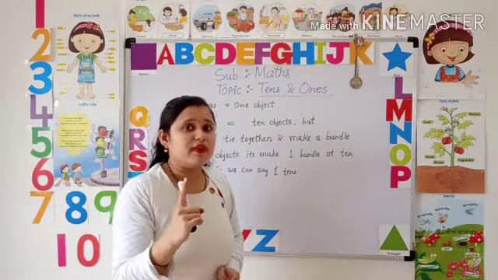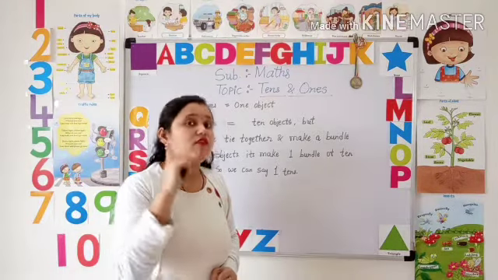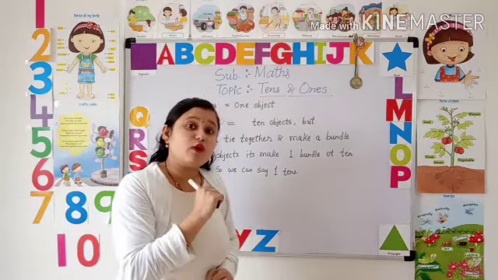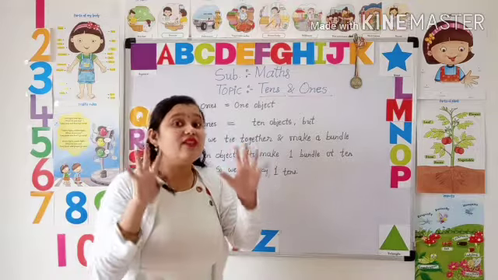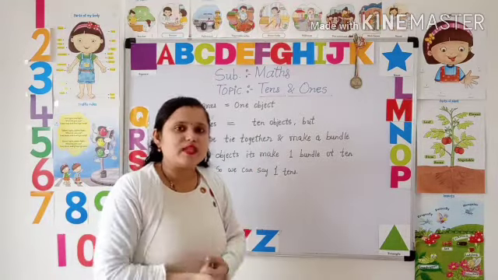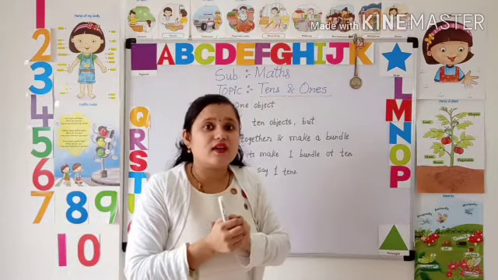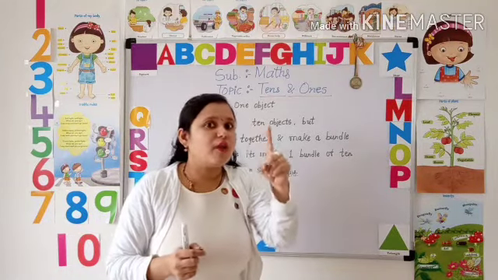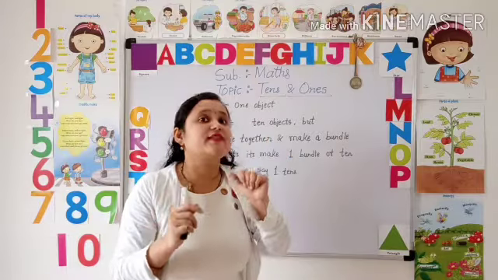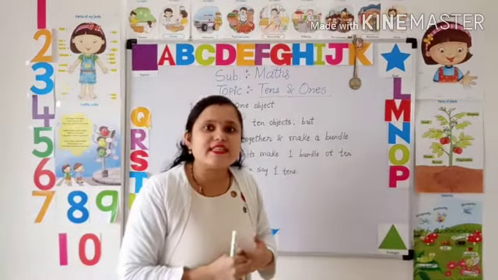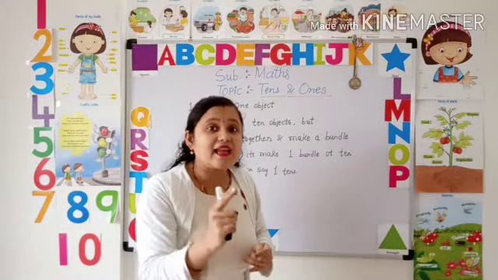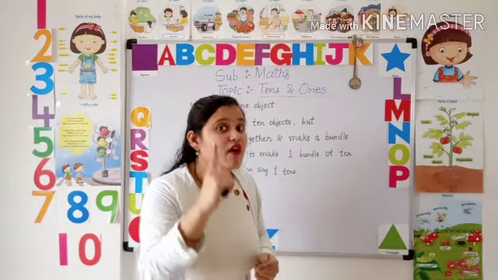Right. 1 ones mean 1 object. Hence, 10 ones mean 10 objects. But when we tie objects together and make a bundle of 10 objects, we can say 1 tens.